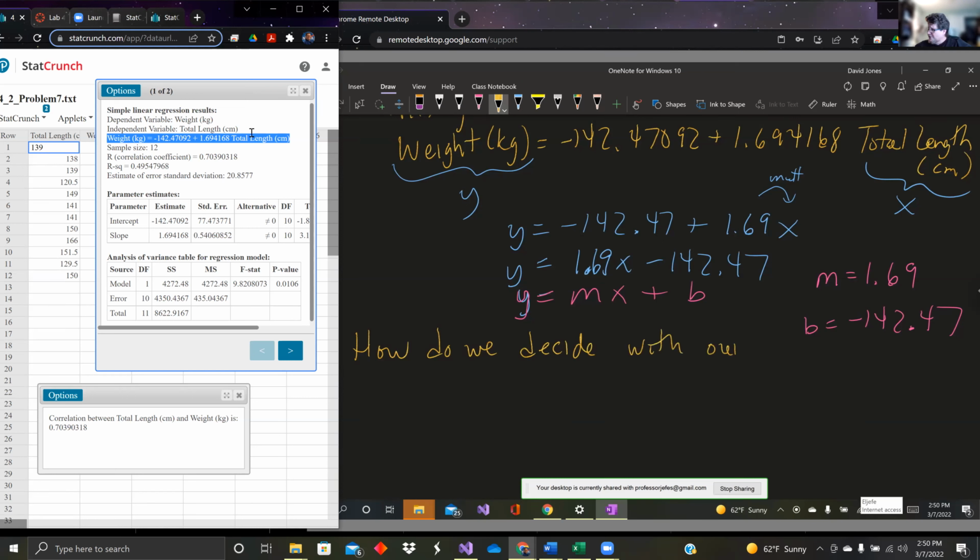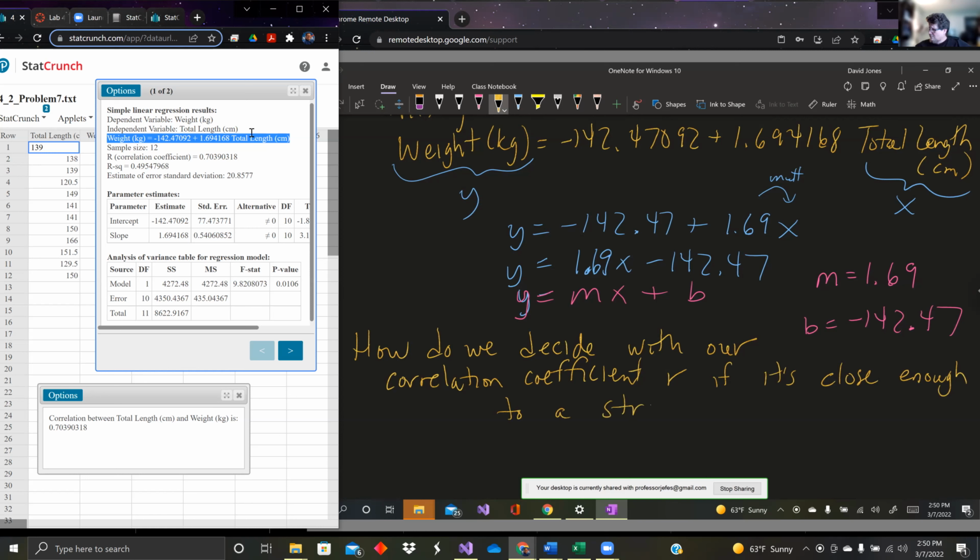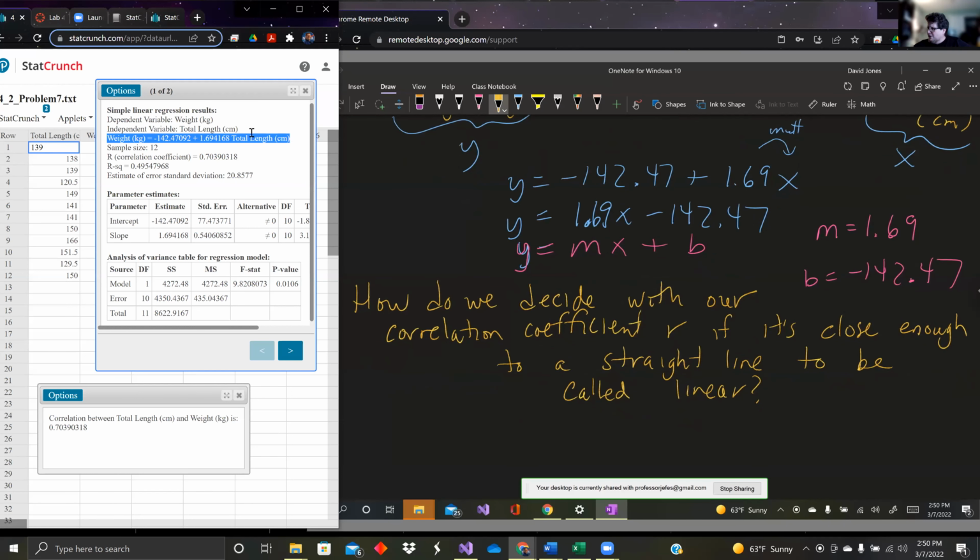With our correlation coefficient R, if it's close enough to a straight line, to be called linear. Because that's what we care about. Linear, it's got the word line right in it.